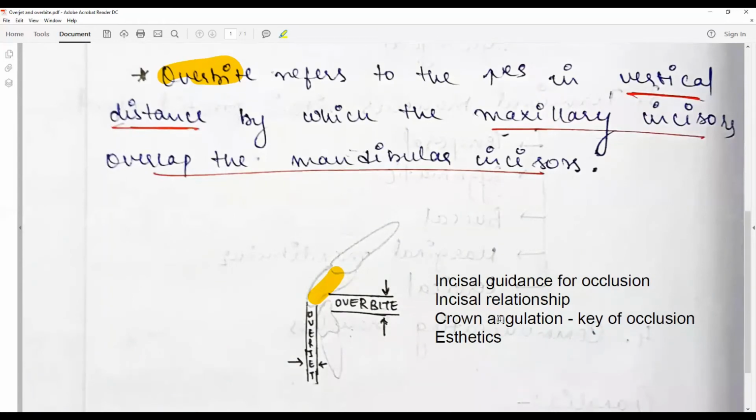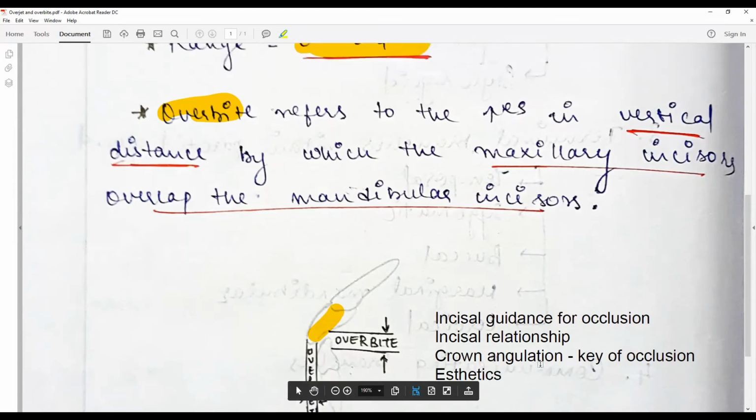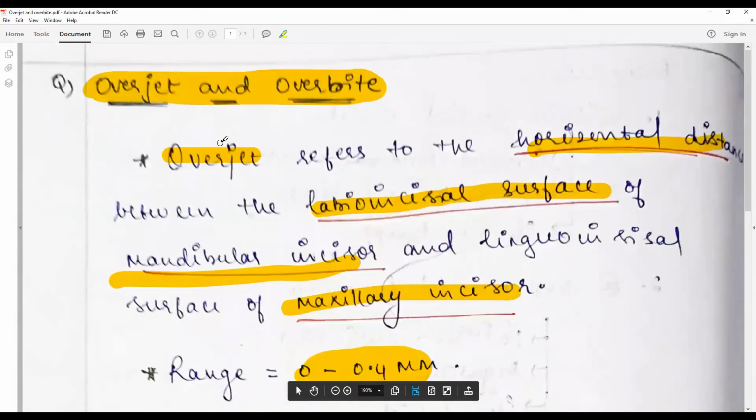Next is the crown angulation that we discussed. The upper crown is slightly labially placed. The lower crown is slightly lingually inclined. Together they contribute partly to the aesthetics of the incisors also. So this is your overjet.